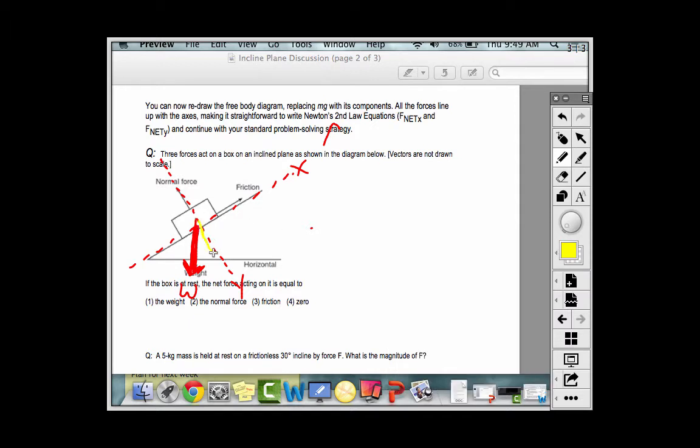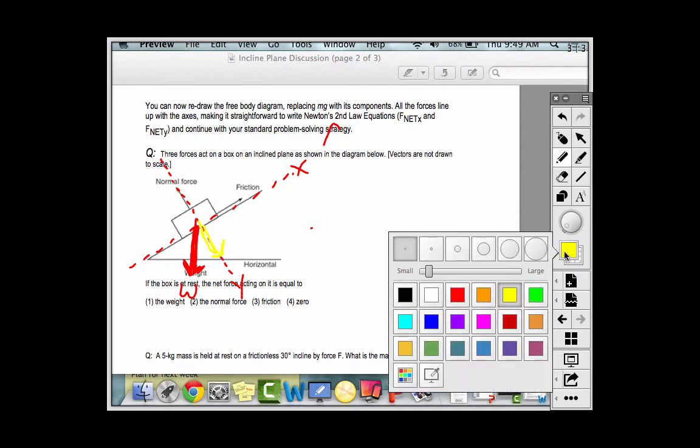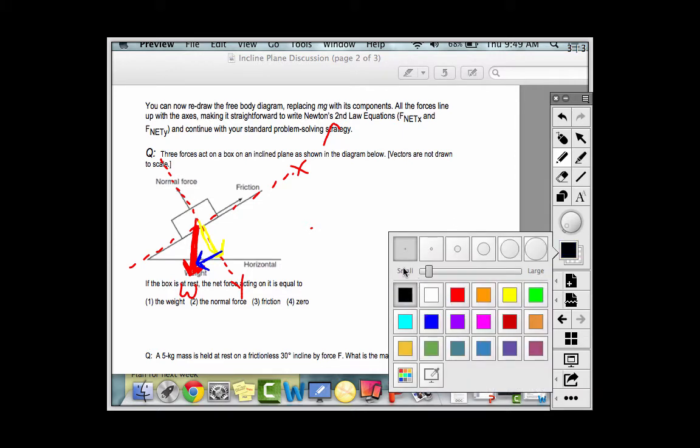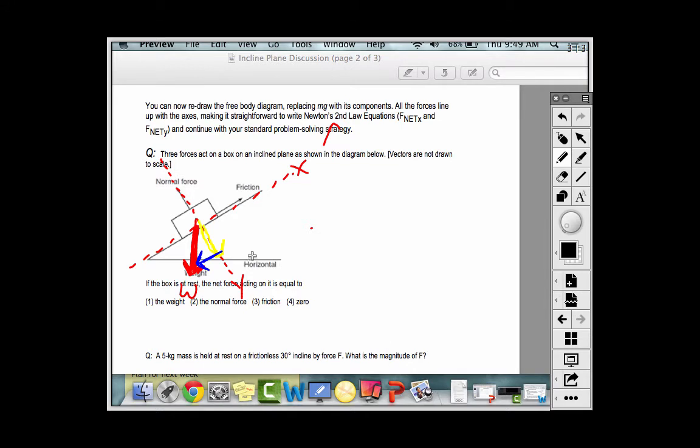There's this guy right here. And there is this guy right there. Okay? Which of these, the yellow arrow or the blue arrow, would you say is perpendicular to the plane of the inclined plane?